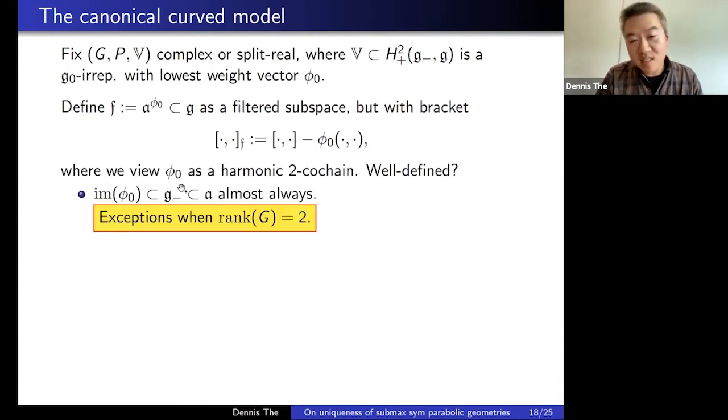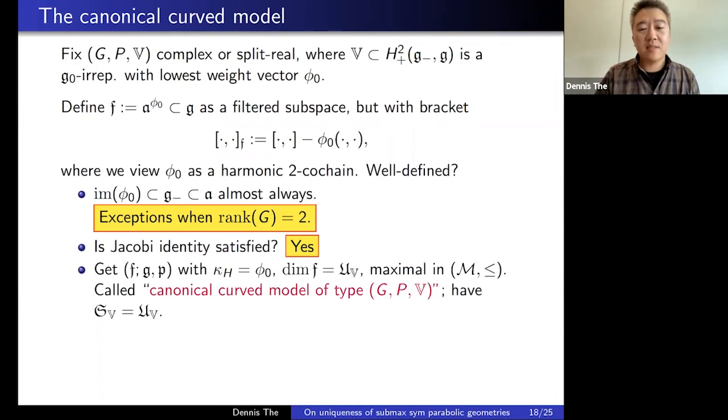And it turns out, yes, it is almost always. Okay, there are exceptions again when the rank is 2. Is the Jacobi identity satisfied? Yes, it is. So this gives a construction of an algebraic model, and this one is what I'll call here the canonical curve model of type GPV. The dimension of F here realizes this algebraic upper bound, and so this gives us a construction of a submaximally symmetric model.